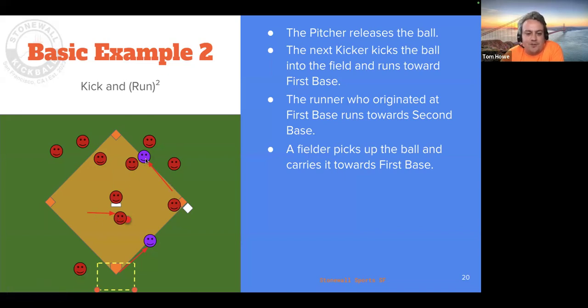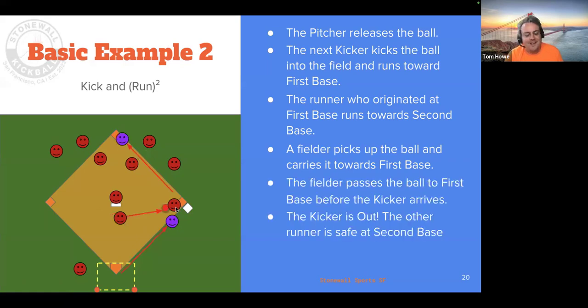Anyway, so we've got our runner running from first to second. The kicker is turned into a runner and is running to first. And the third base fielder is going to try and get the ball to first base before the runner can get there. And if we do a quick drum roll, we're going to see whether they make it or not. They don't. Sad to say. Kickball can be a little bit like Planet Earth sometimes.